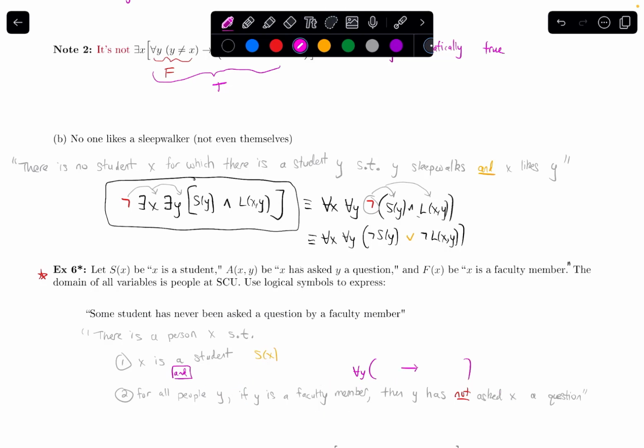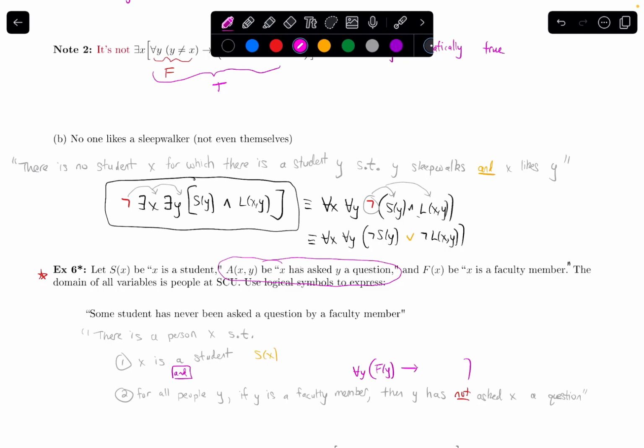And the if part is Y is a faculty member. So that would be capital F of Y. If Y is a faculty member, then Y has not asked X a question. So I have this propositional function for X has asked Y a question. I want to say Y has not asked X a question.